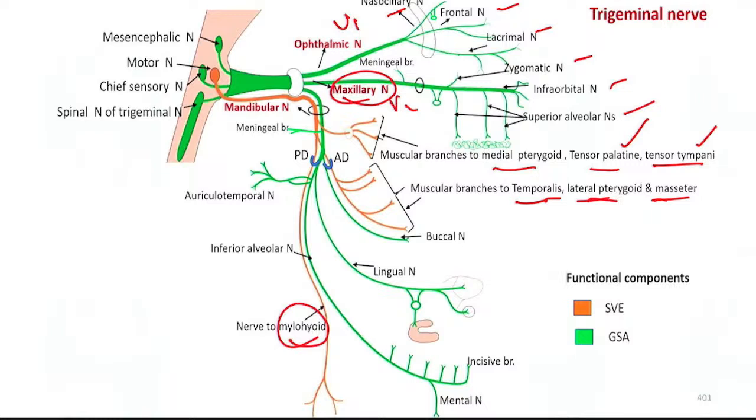So the divisions V1, V2, V3, that is the ophthalmic branch, maxillary branch, and the mandibular branch, and the motor nucleus, which gives out the motor branch of the trigeminal nerve, that goes along with the mandibular nerve and gives branches to the muscles of mastication, tensor tympani, and tensor palatini. Okay.